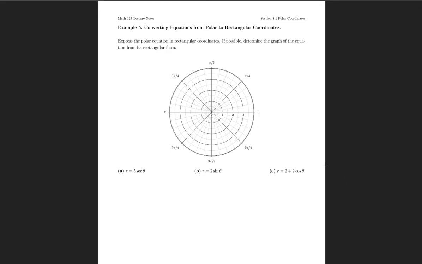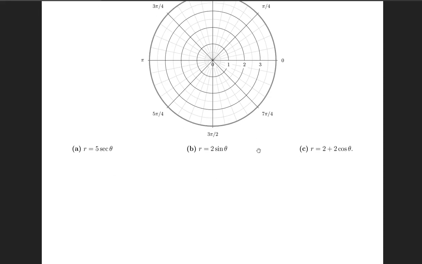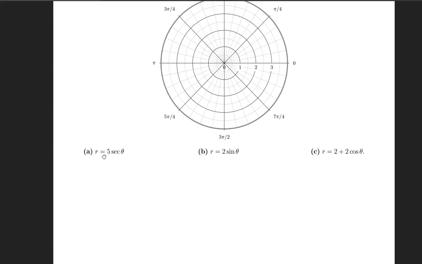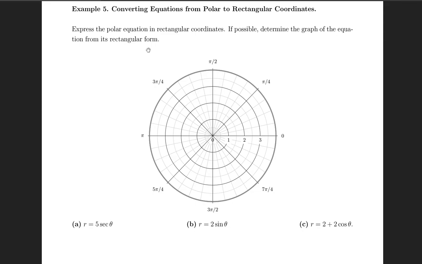Let's go ahead and do that. I have a graph here just for fun. We won't use it too much, but I do want to show you. Here we have r is equal to 5 secant theta, and we want to write this in rectangular coordinates and, if possible, determine the graph. Two of the graphs we can kind of do. One of the graphs is a little bit out of our range, so we won't worry about it. Graphing these is actually next section, so we'll tackle that in the next video.